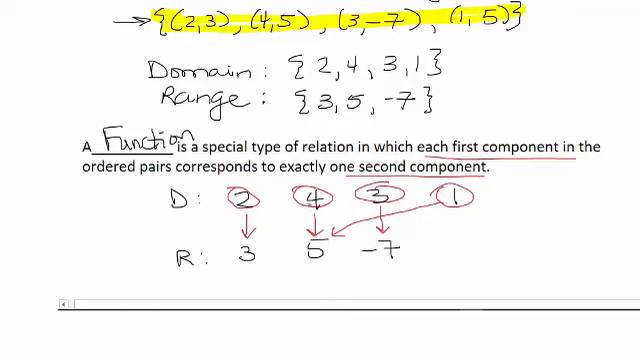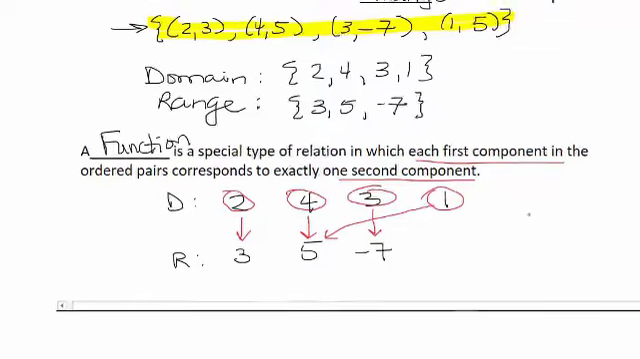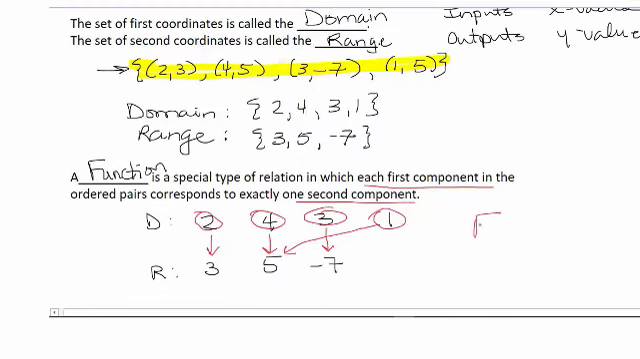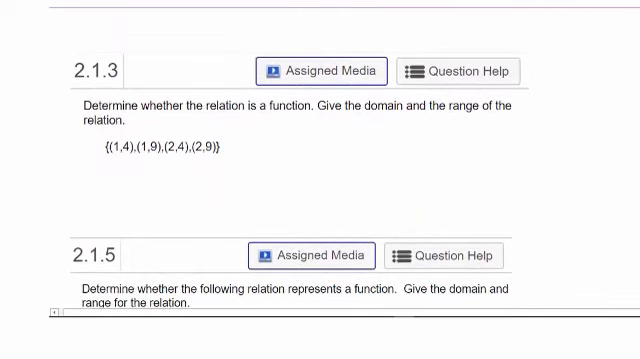Doesn't matter that the input 4 and the input 1 both matched up with one single output, because we were not told that the second components could only be matched up with a single first component. Only that the first component can only be matched up with one output. So this actually is a function. It's a good predictor. Let's look at an example from MyMathLab.